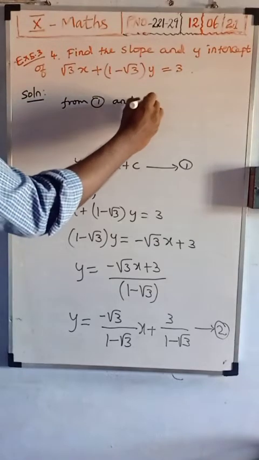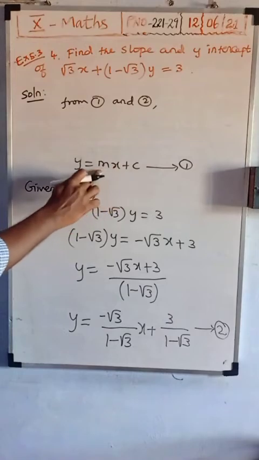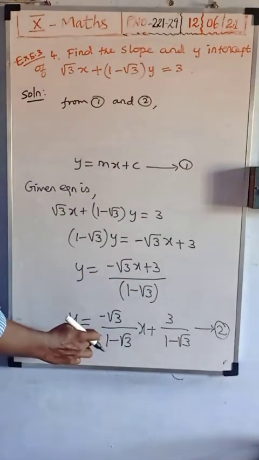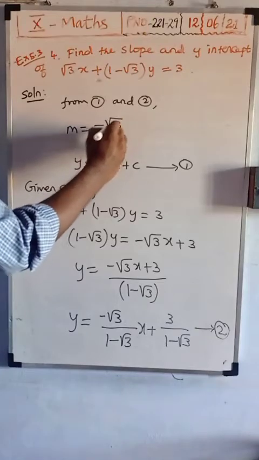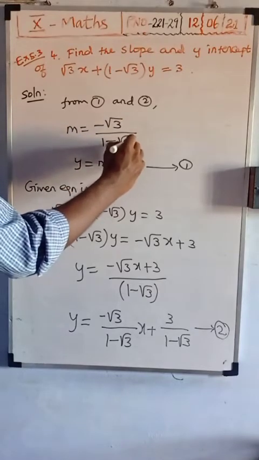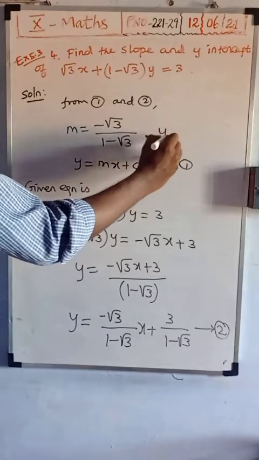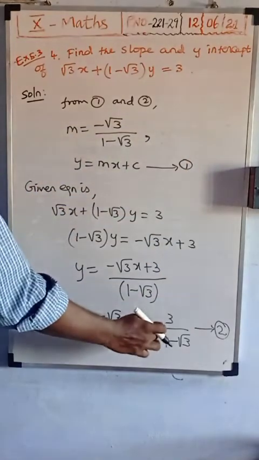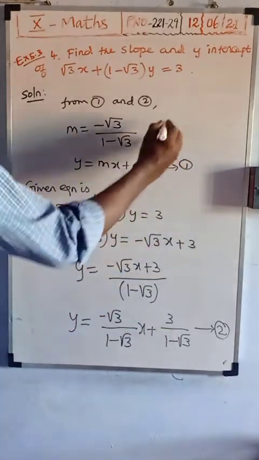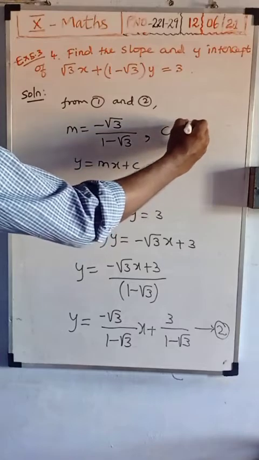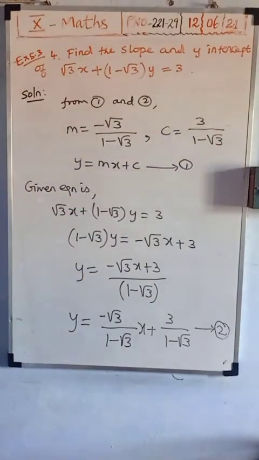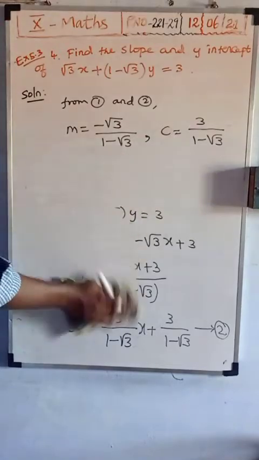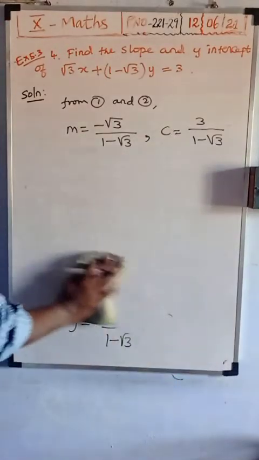From equations 1 and 2, the x coefficient is m. Here the x coefficient is this, so the m value is minus root 3 divided by (1 minus root 3). Then here c. Here the c value is, what is that? c is equal to 3 by (1 minus root 3). Comparing 1 and 2, we received slope and c.